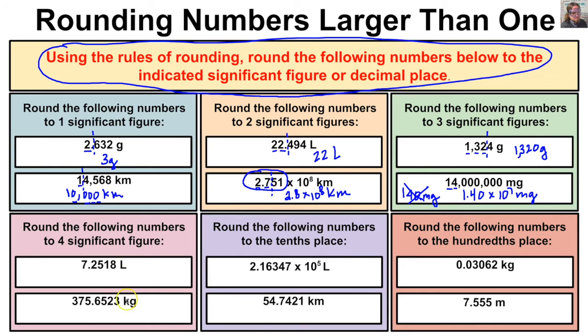Let's take a look right here. It says to round the following to 4 sig figs. So we have 1, 2, 3, 4. And you guessed it, this 8 here is going to raise this 1 up to a 2 for 7.252 liters. And we have 4 sig figs.